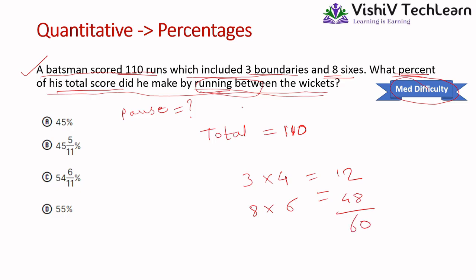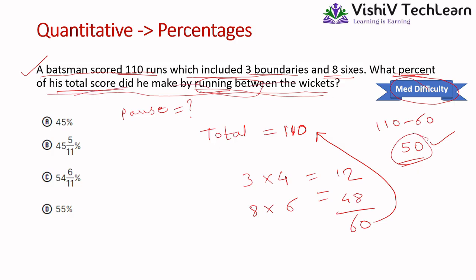So if we subtract this 60 from 110, what will be the answer? 110 minus 60. The answer will be 50. Correct. And these 50 runs, the batsman made by running between the wickets. Now the question is, what percent of his total score did he make running between the wickets?